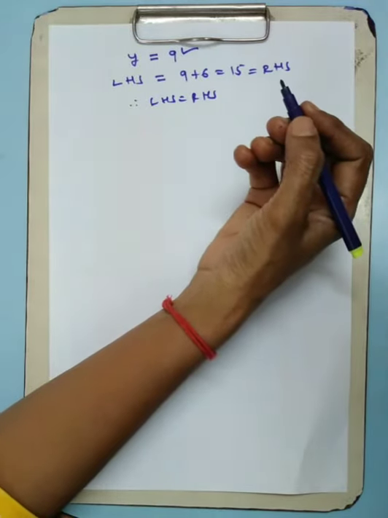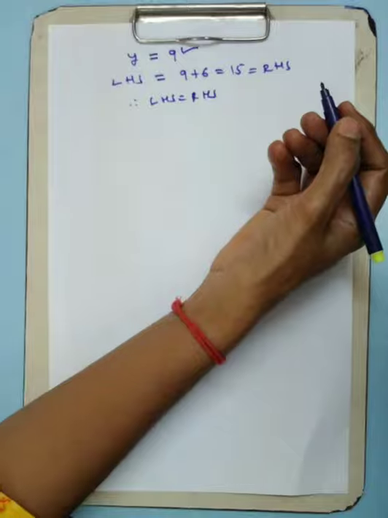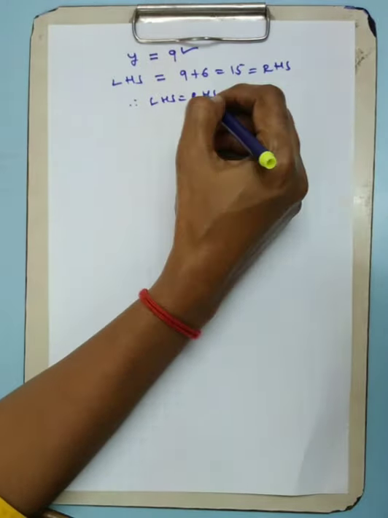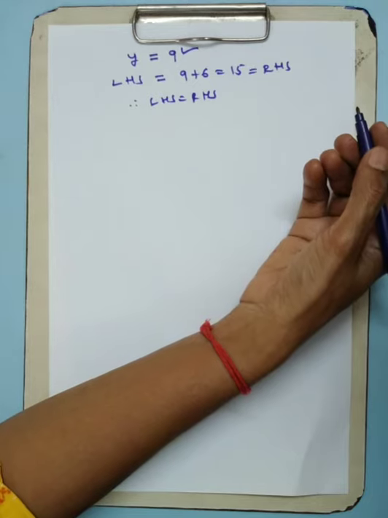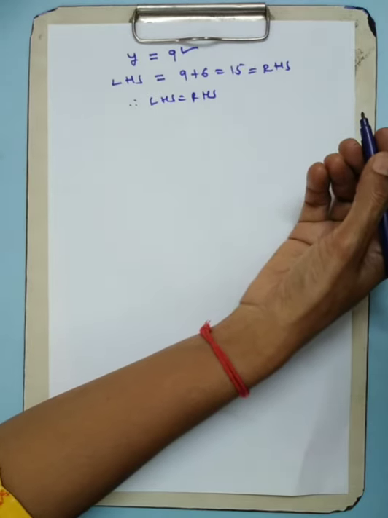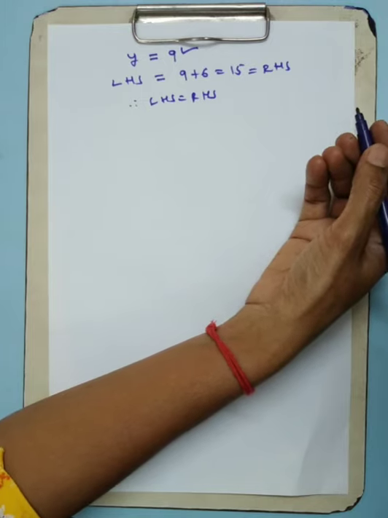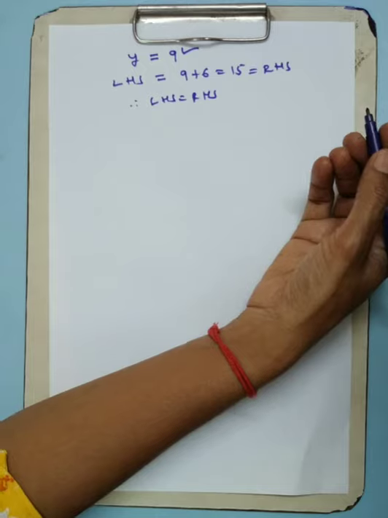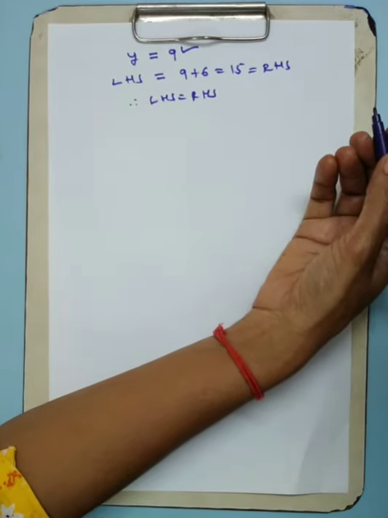y is equal to 9 is the solution of the given equation. So, this is called what? The trial and error method. This method is called what? Trial and error method. Now, we'll start solving examples from exercise 4.1. Boys, you have to download the textbook from the net and we are solving examples from exercise 4.1.